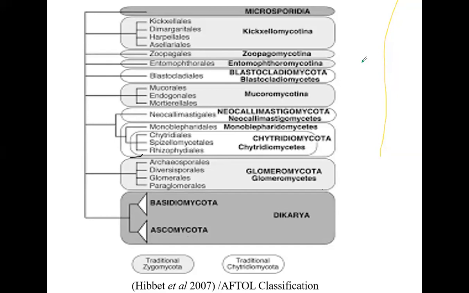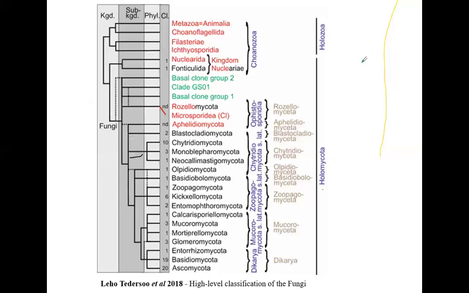You see, Dikarya is the higher fungi, Ascomycota and Basidiomycota. And the remaining are Glomeromycota, Chytridiomycota, Neocallimastigomycota, Blastocladiomycota, and Microsporidia. Divided into how many? 1, 2, 3, 4, 5, 6 groups. This is the phylogenetic classification, Hibbett classification, AFTOL classification. You should remember this classification.